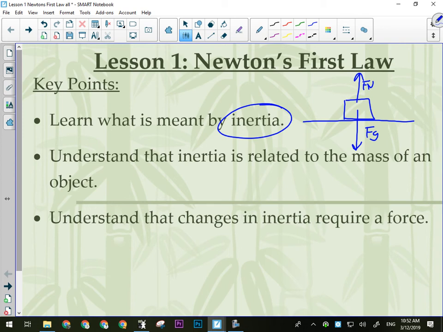Newton's first law says that an object will continue doing whatever it was already doing if all the forces are balanced, if they all add up to 0. So a stationary object stays stationary because all the forces add up to 0.